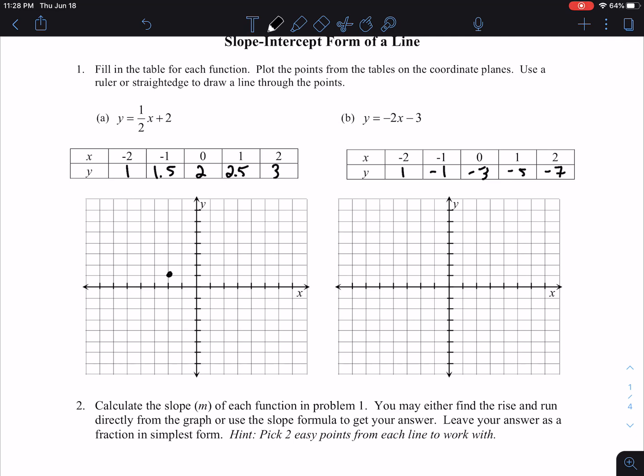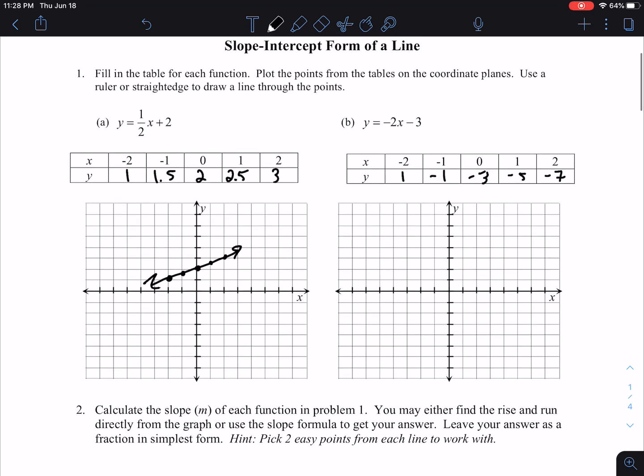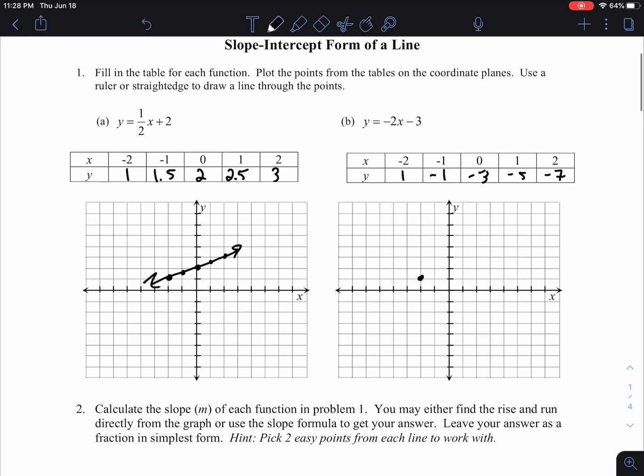So I got negative 2, 1; negative 1, 1.5; 0, 2; 1, 2.5; and then 2, 3. Over here, I've got negative 2, 1. Whoops, negative 2, 1 is over here. Okay, then negative 1, negative 1; 0, negative 3; 1, negative 5; and 2, negative 7. So a little bit extra space, but not a whole lot.